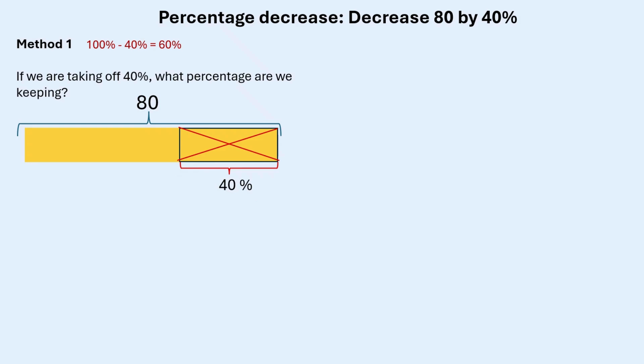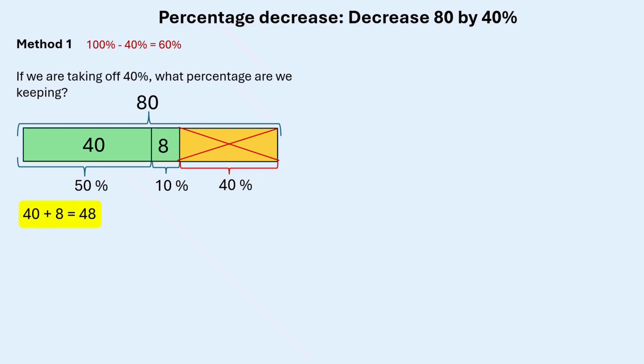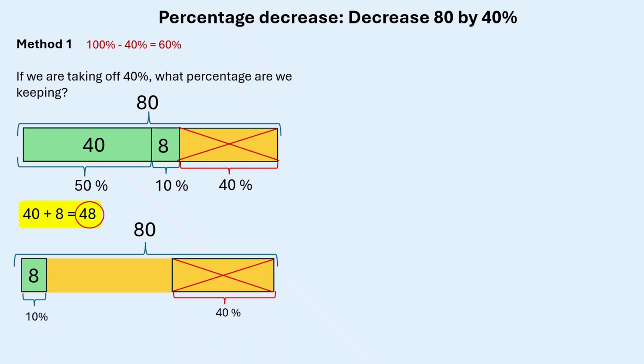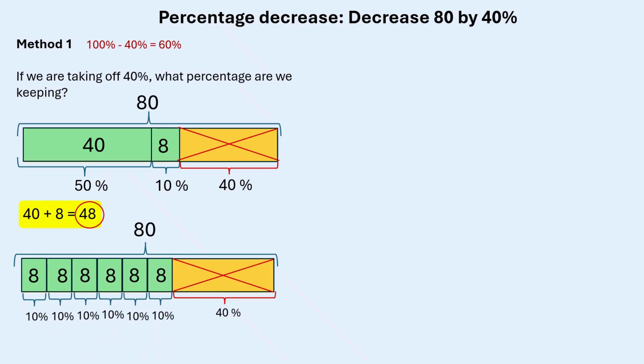So we're going to take off the 40%. We're left with 60%. So we think, right, how can we build that up? So again, I'm going to go 50%, which is a half, so that'll be 40. And then an extra 10%, which would be 8. And then altogether, that's going to give me 48. And we could also do it thinking about 6 lots of 10%. So I've got 1, 2, 3, 4, 5, 6.